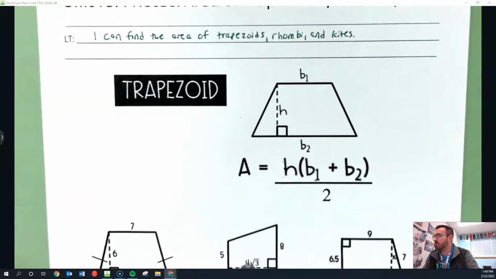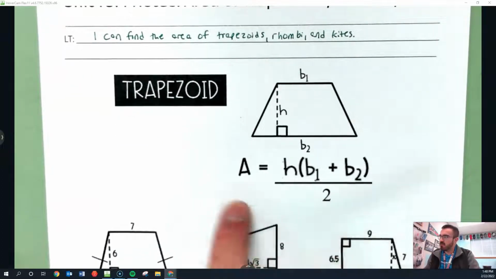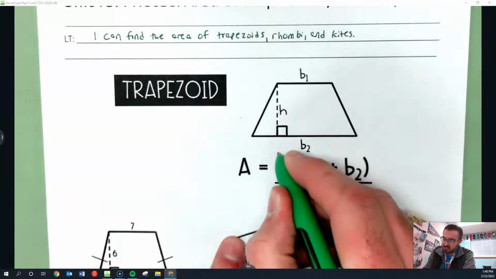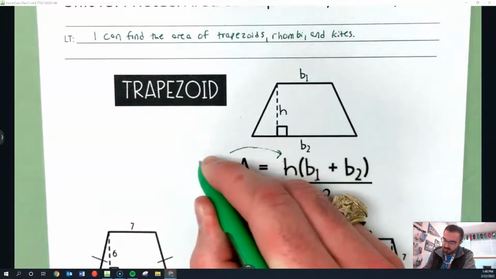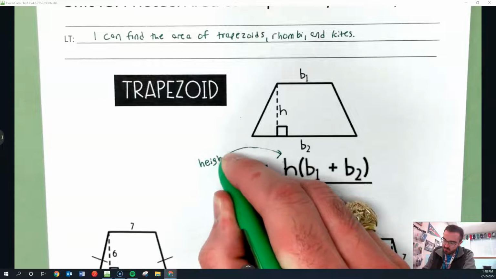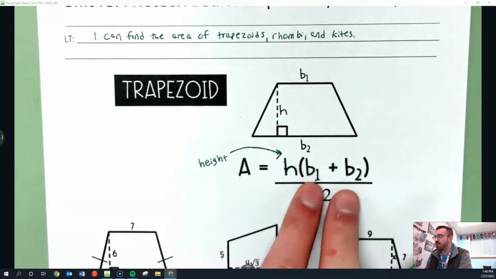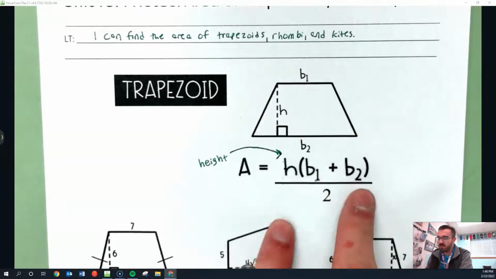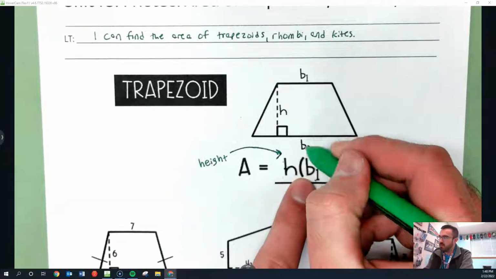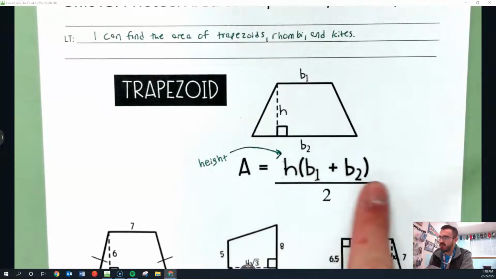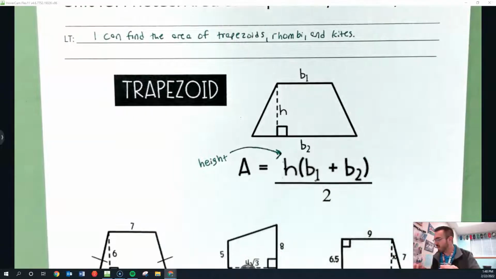The area of a trapezoid, here's the formula for that. Let's talk about what these mean first, though. H, you might guess, stands for height. So we're going to plug whatever we get for the height in right there. And then in parentheses, it's going to be important that we add up the bases. So if this is base 1 plus base 2, we're going to add those up inside the parentheses, and then we're going to divide all of that by 2. It looks kind of crazy, but it's really not too bad.